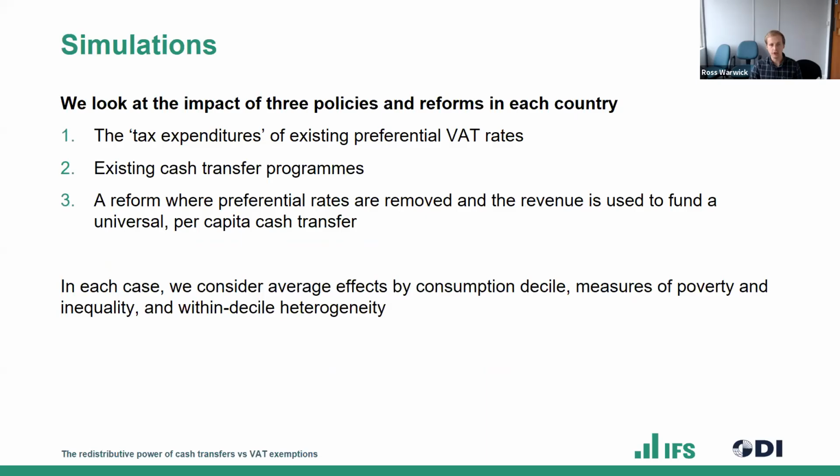Okay, moving now to the results. So our results focus on simulations of 3 different policies and reforms in each country. So first we look at the existing tax expenditures from preferential VAT rates in each country. We look at the effects across the consumption distribution, how these contribute to poverty measures and inequality, and within decile heterogeneity in these effects. And then we move on to other possible means of redistributing resources and reducing poverty, starting with those existing cash transfer programs in the countries of study, and then moving on to this hypothetical reform where we broaden the VAT base and introduce a universal cash transfer.